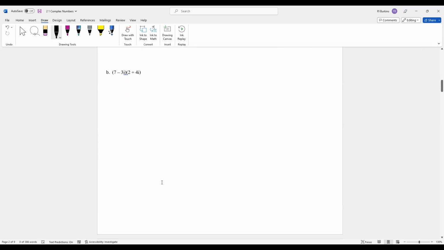What if we have two binomials multiplied together? Here I'm going to do 7 times 2 and then 7 times 4i. I'm just doing FOIL. 7 times 2 is 14. 7 times 4i is going to give me 28i. Then -3i times 2, that's going to be -6i. And then -3 times 4, that's -12. And then i times i is i squared.